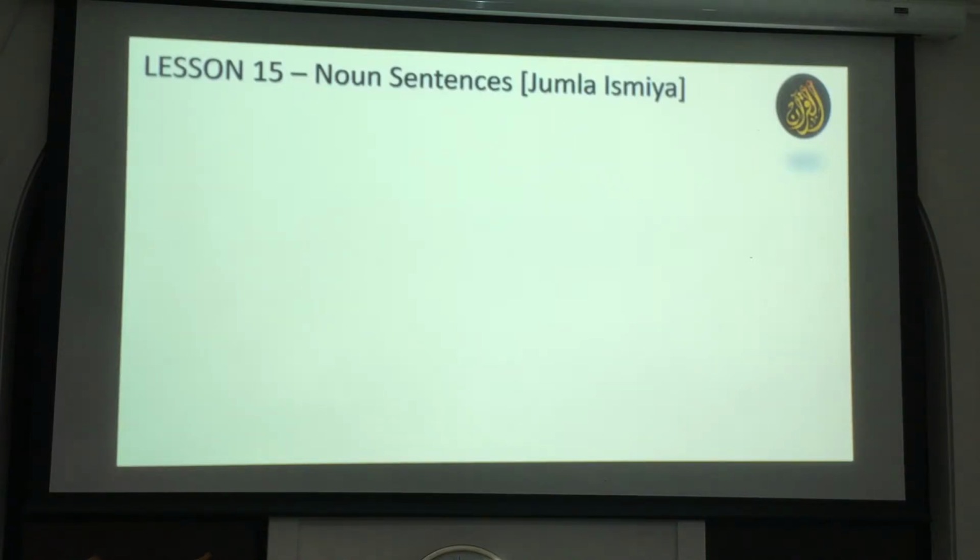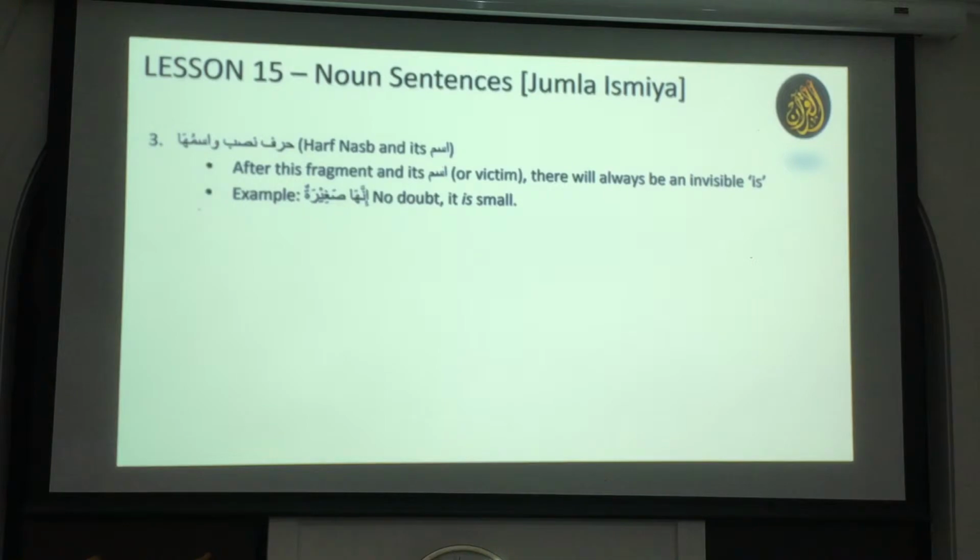It's very easy to remember. Number 3, harf of nasab and its ism. Whenever you see a harf of nasab, inna, anna, ka'anna, laita, lakinna, la'alla, there is actually an "is" after that. After this fragment, its ism or victim, there will always be an invisible "is." Example: innaha sagiratun. No doubt, it is small.